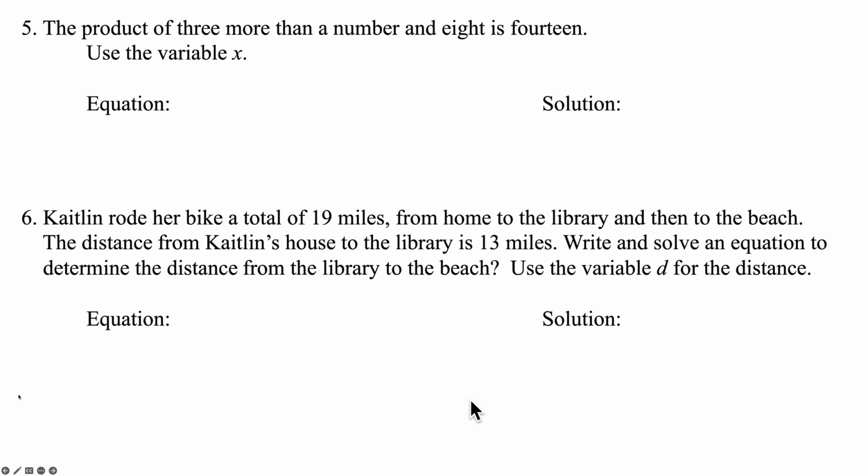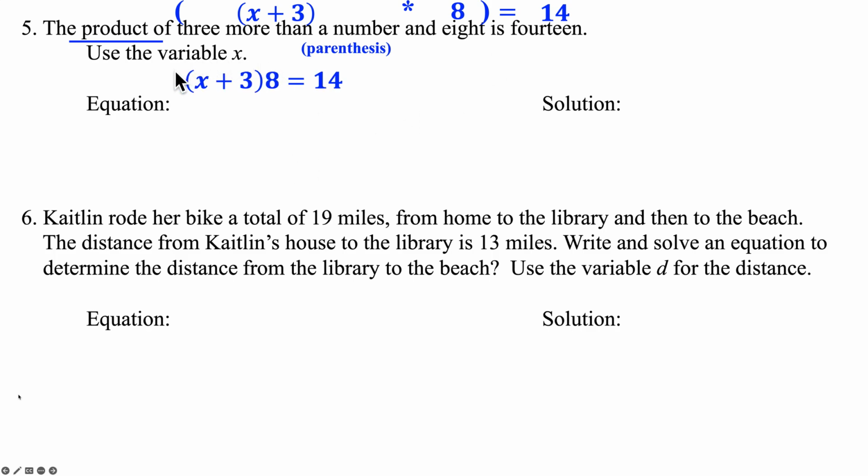Number 5, the product of 3 more than a number and 8 is 14. X is my variable. So again, product, answer to a multiplication problem. Multiplication goes to the "and." 3 more than a number, so that's x plus 3, again, in parentheses. And 8 is 14. So there is my x plus 3 times 8 equals 14.